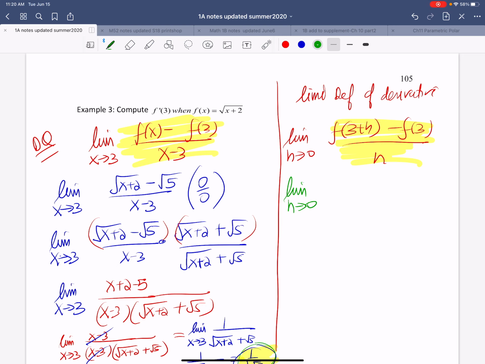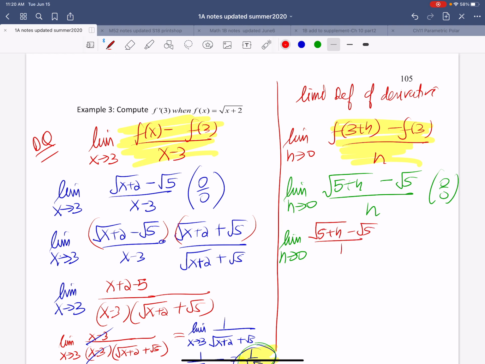Limit as h approaches 0 of f(3 + h), that would be square root of 5 + h, minus f(3), which is square root of 5, divided by h. Again, if I plug in h as 0, I get the 0 over 0 form, so I have to rationalize. Square root of 5 + h minus root 5, over h, times root 5 + h plus root 5 over, I'm multiplying numerator and denominator by the conjugate.